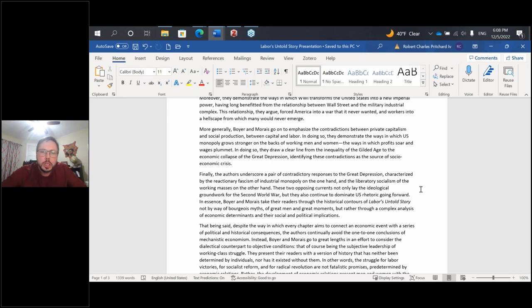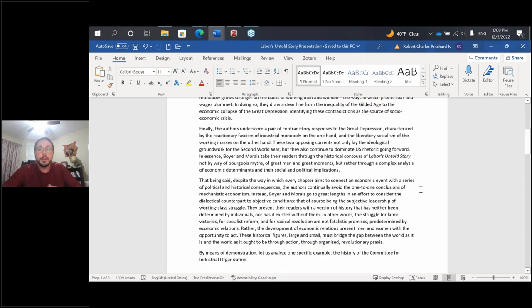In doing so, they draw a clear line from the inequality of the Gilded Age to the economic collapse of the Great Depression, identifying these contradictions as the source of socioeconomic crisis. Finally, the authors underscore a pair of contradictory responses to the Great Depression, characterized by the reactionary fascism of industrial monopoly on the one hand, and the liberatory socialism of the working masses on the other hand. These two opposing currents not only lay the ideological groundwork for the Second World War, but they also continue to dominate U.S. rhetoric going forward.